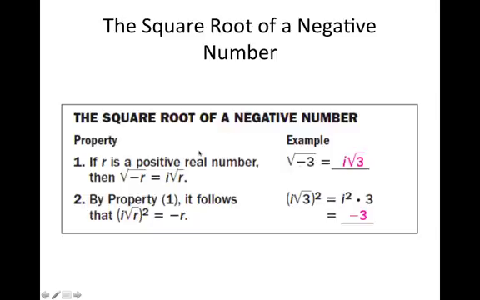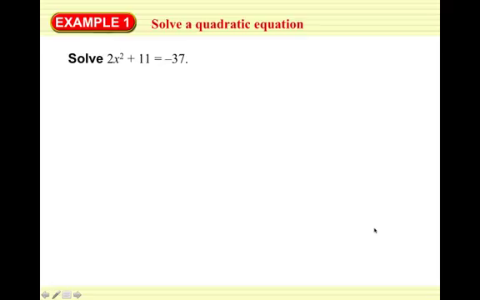By property 1, it follows that i times the square root of r, squared, is equal to negative r, because i squared equals negative 1, and square root of r times square root of r is equal to r. So if I have i square root of 3, squared, that's going to give me i squared times square root of 3 squared. Square root of 3 squared is 3, i squared is negative 1, and negative 1 times 3 is negative 3.